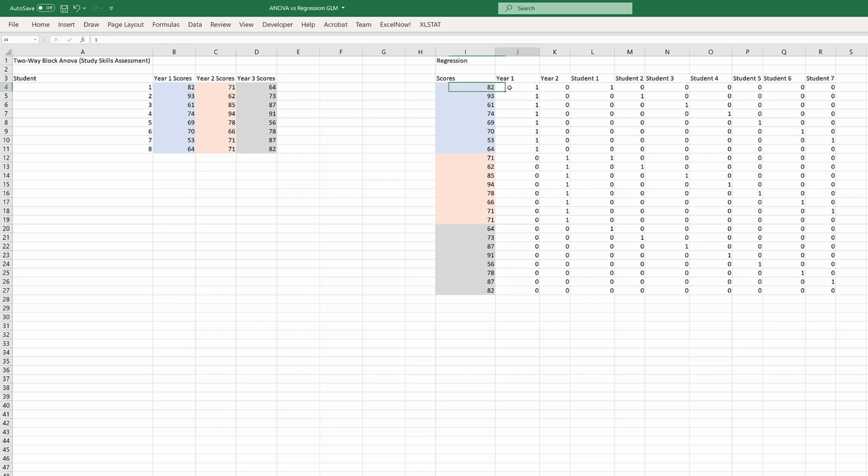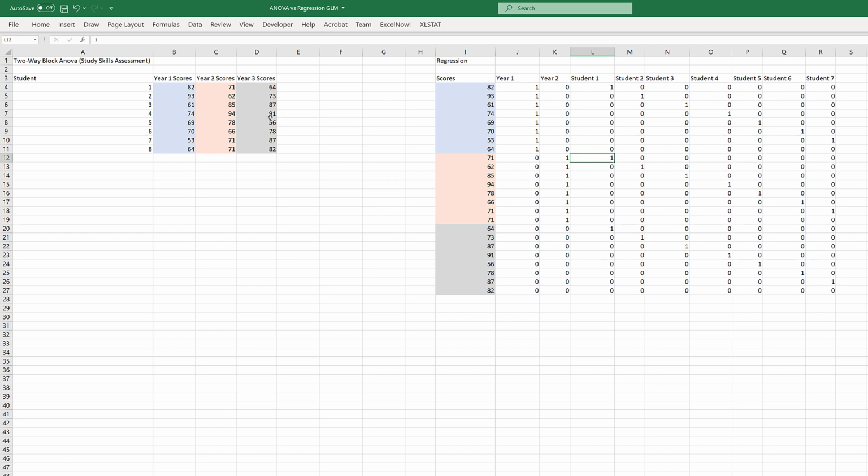So here is that value of 82, year 1, and then a 1 for student 1. Let's go to the next one. Let's just say this score here of 71. This is student 1, year 2. So we go down to the 71. Well, it is year 2, so we have a 1 indicator variable in the year 2 column. And then it's still student 1, so we have a 1 there.